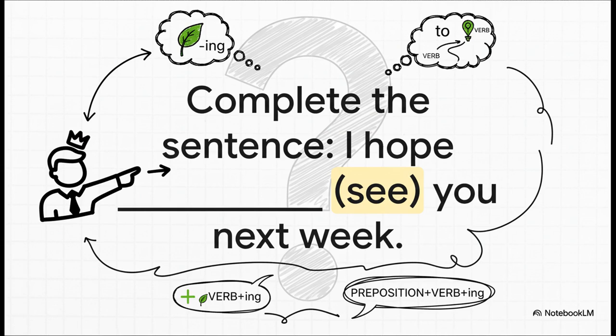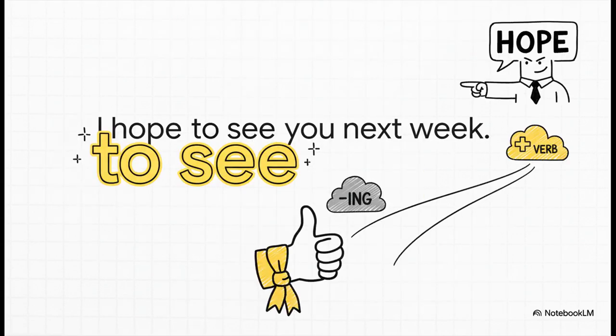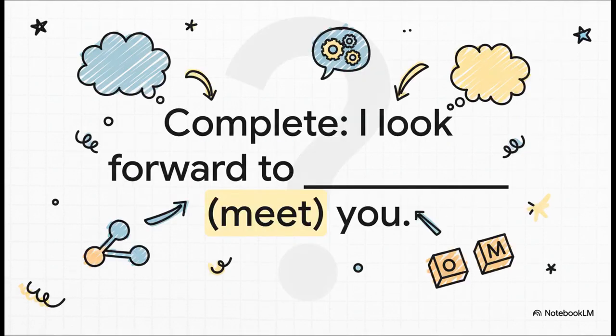Okay, let's try another one. "I hope see you next week." Our boss verb this time is hope. So what does hope require? It's "to see." Hope is a boss verb that's all about the future, about something you want to happen. And that's what the infinitive is perfect for. "I hope to see you." Excellent.